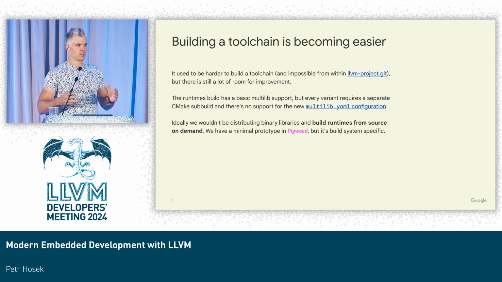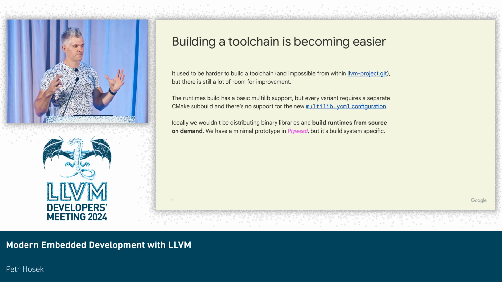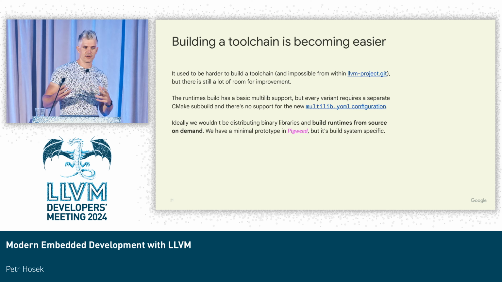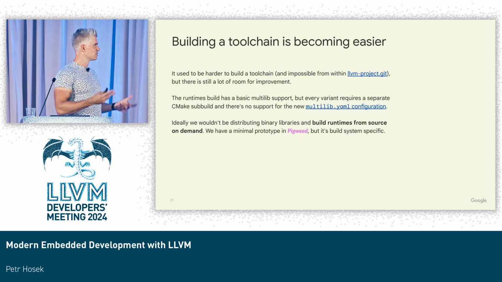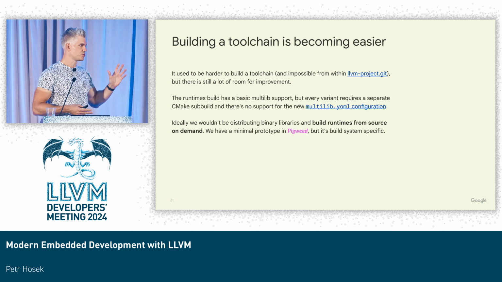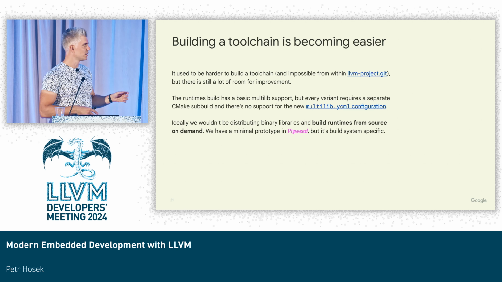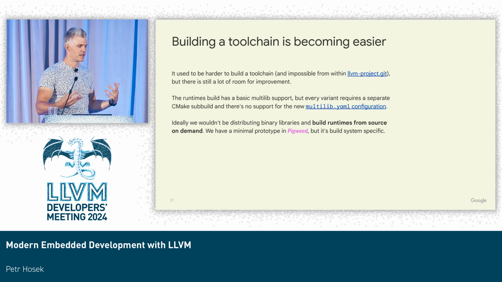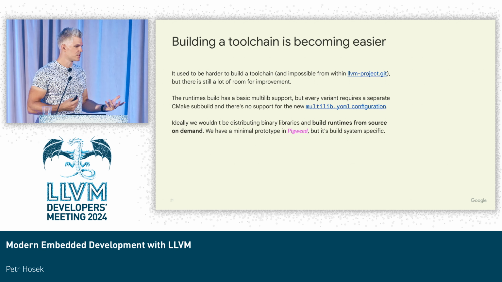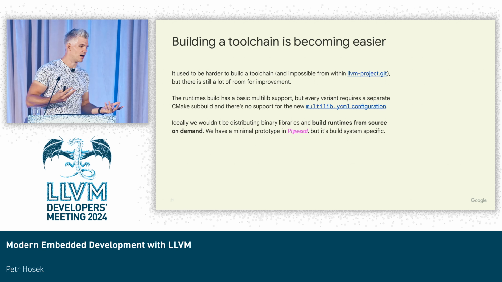Now, up until recently, it wasn't actually possible to build a fully functioning bare metal toolchain within the llvm-project.git at all. But with that being said, there's still a lot of room for improvement. Like what you saw before in that CMake cache file, there's still a lot of boilerplate that I think we can probably reduce and eliminate over time. But things are pretty okay.